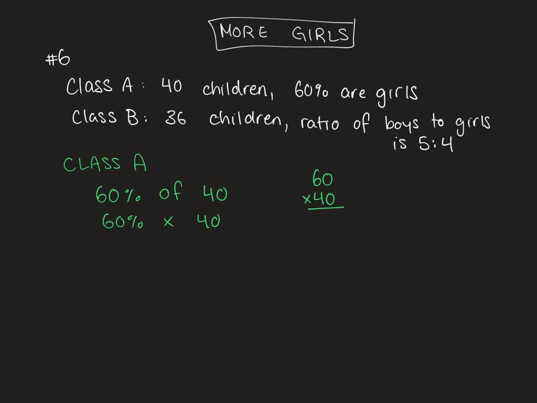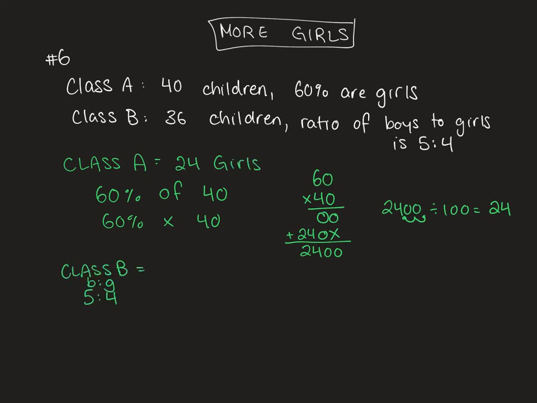So 0 times 0 is 0, and 0 times 6 is 0. Oh, we're going to wait and just have our row first. Then we'll go with our x, and then 4 times 0 is 0, and then 4 times 6 is 24. So we have to make sure we go enough steps. So that will leave us with 2,400. Then we need to take this number and divide it by 100, which means our decimal will move 2 places over, and that will leave us with 24. So there are 24 girls in class A.